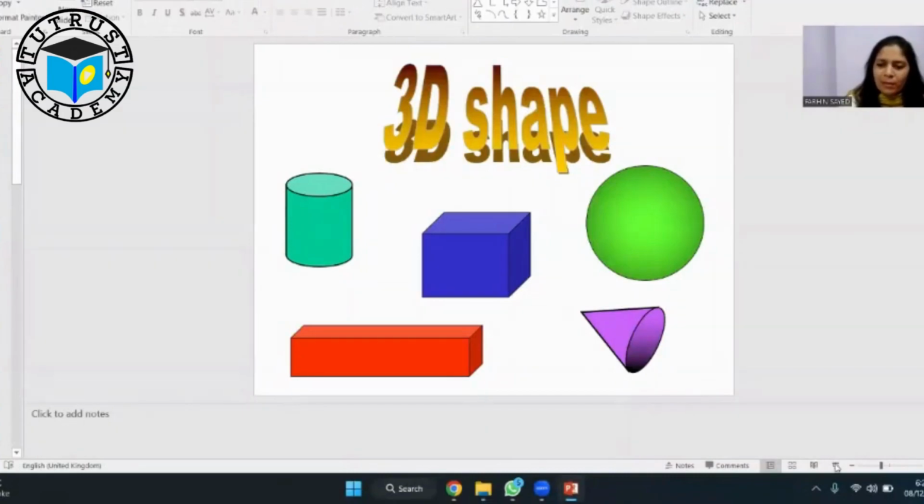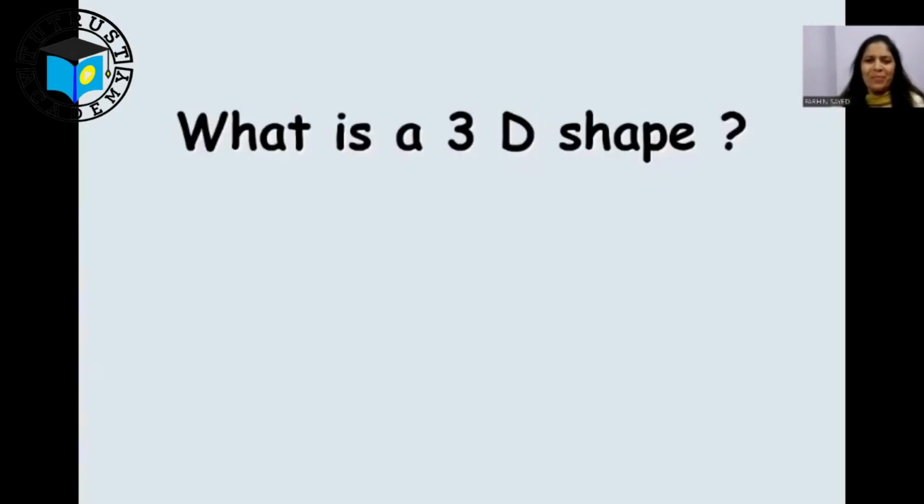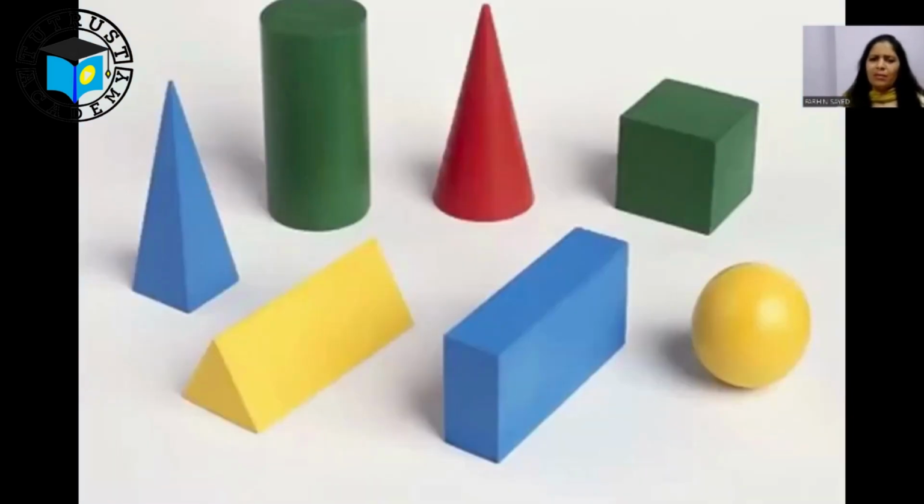Hello, so we are going to be learning about 3D shapes today. Let's move ahead with 3D shapes. What is a 3D shape? When I ask you what 3D shape means, when you look around, you'll find a lot of things that are 3D. These are shapes that we're going to be learning today.